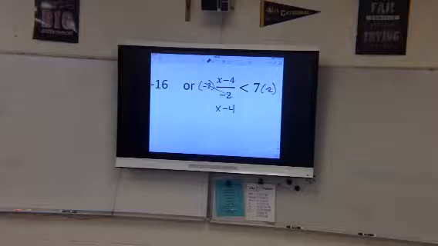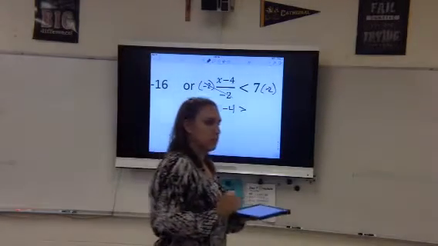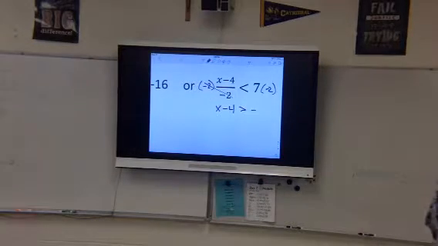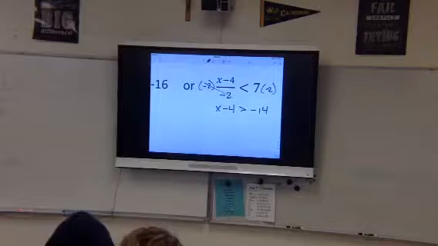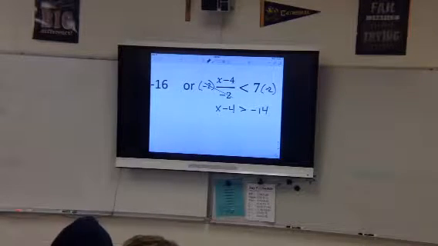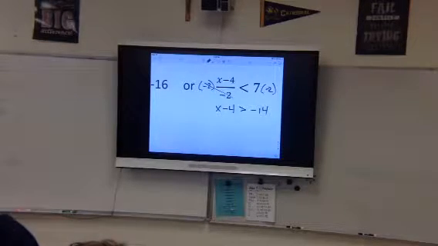Does anything special need to happen when we multiply by a negative? Flip the inequality symbol. Good job. And get -14. Now what are we going to do? Toby, what do we do now? Oh wait, you add the 4. Very good, add the 4.